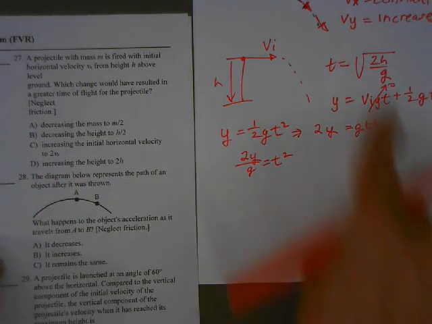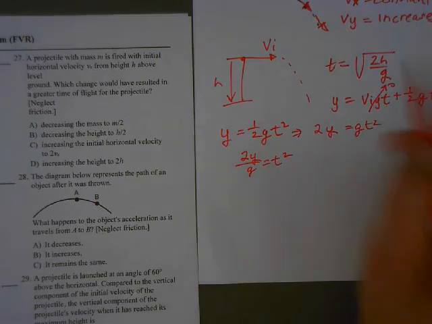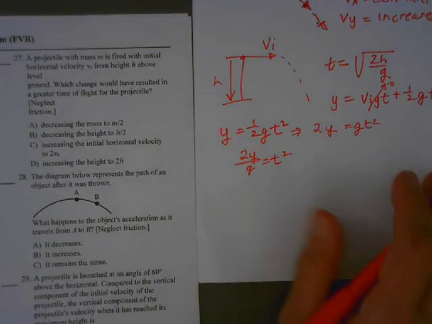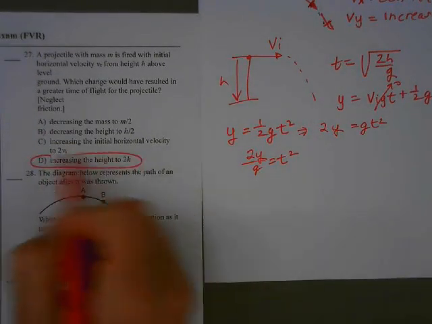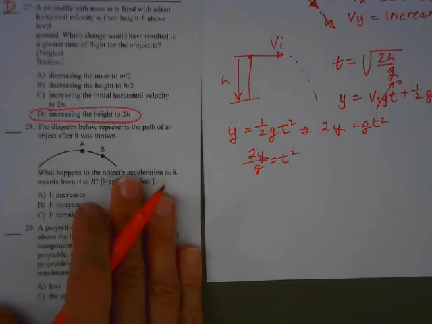Because I have to look at this equation, and I see that as h increases, t is going to increase. So which one of these scenarios is going to cause that? And the answer is going to be D. So I just have to look at the equation for that.